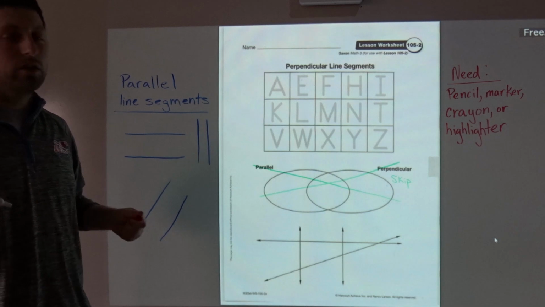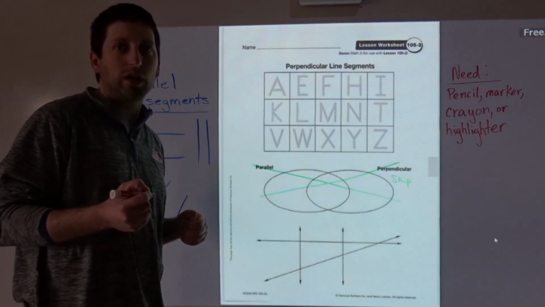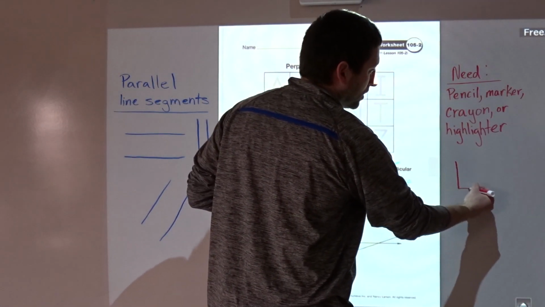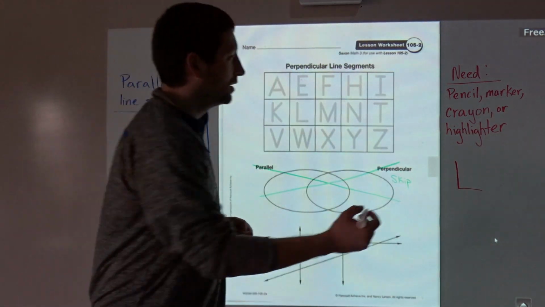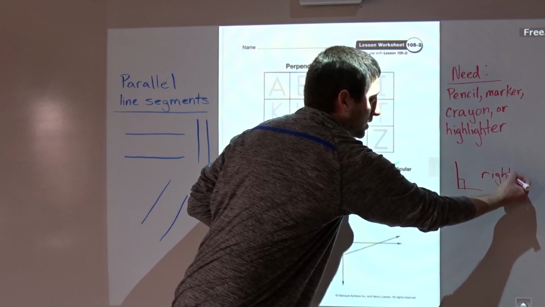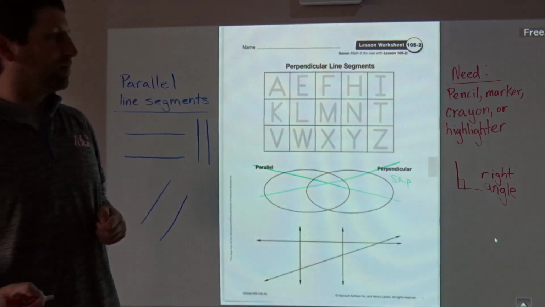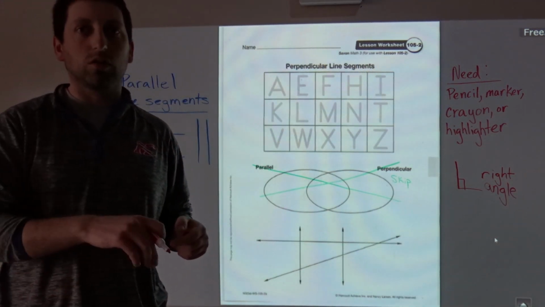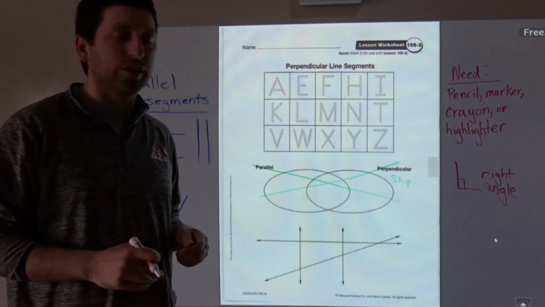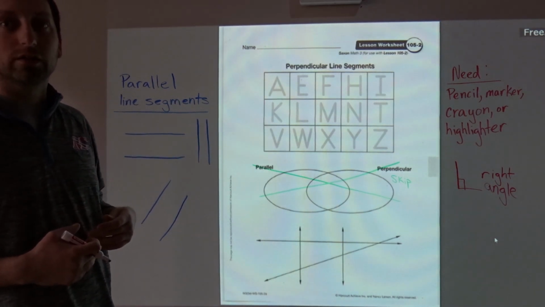Alright, so a perpendicular line segment makes a really nice corner. If you watched the other video I linked on here, you saw that. So it should look like a box, like the corner of a box. This is also called a right angle. It makes a nice corner. You see a lot of those on the corner of a table, the corner of a cabinet, or your desk. Those are all examples of a right angle, or two perpendicular line segments.